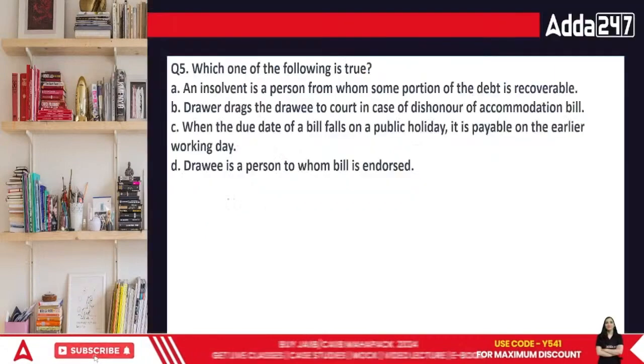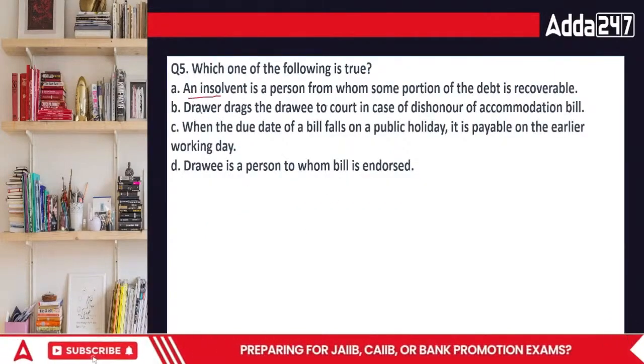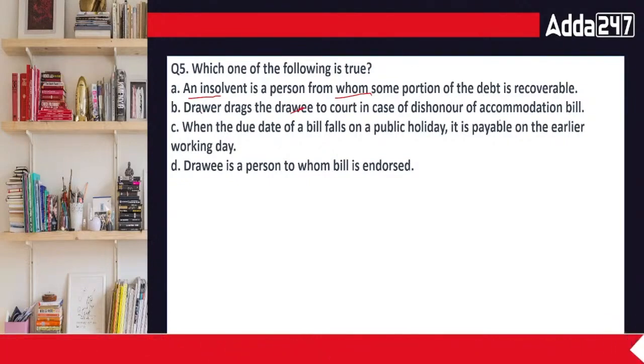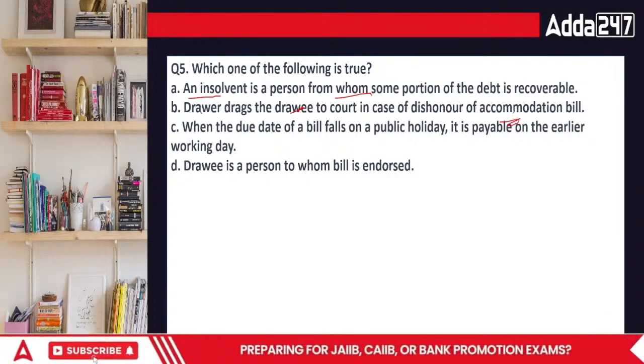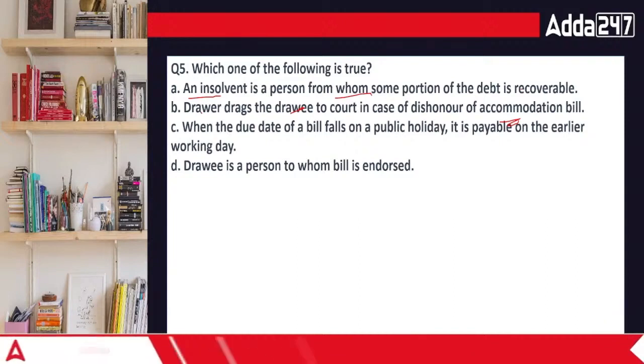Now comes the next question. Which of the following is true? An insolvent is a person from whom some portion of the debt is recoverable. Drawer drags the drawee to the court in case of dishonor of accommodation bill. Then we have: when the due date of the bill falls on a public holiday, it is payable on the earlier working day.